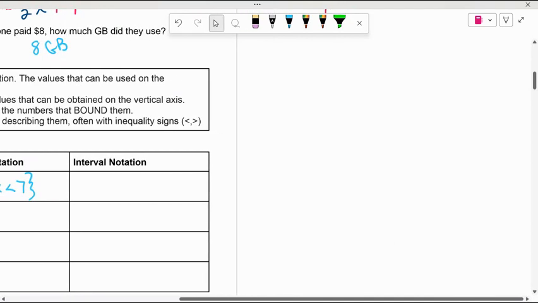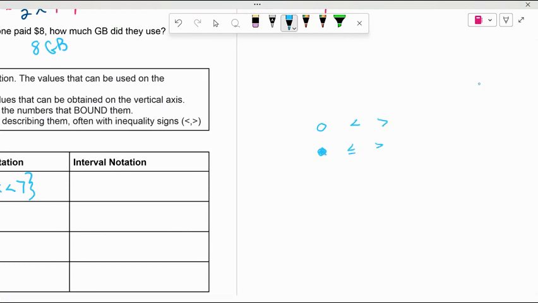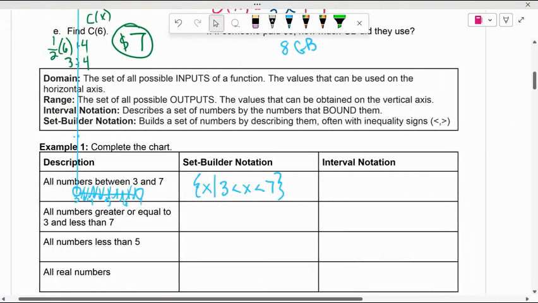Now, if we're talking about our number lines again, so open circles would be less than or greater than. A shaded in circle would be less than or equal to, and greater than or equal to. Well, with interval notation, we're either using square brackets or parentheses. If it's an open circle, we use parentheses. If it's a filled in circle, or it's less than or equal to or greater than or equal to, we use square brackets. So interval notation.